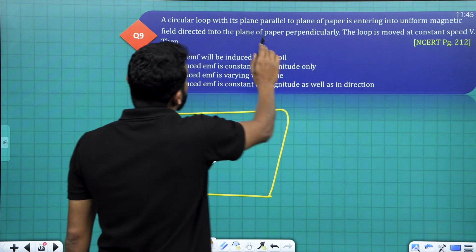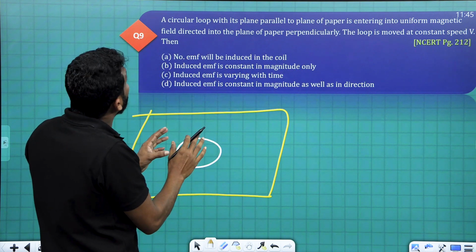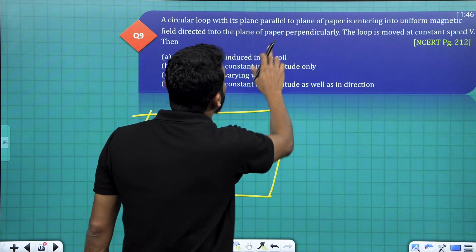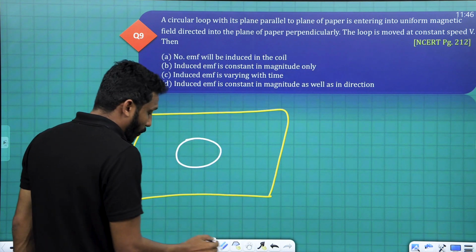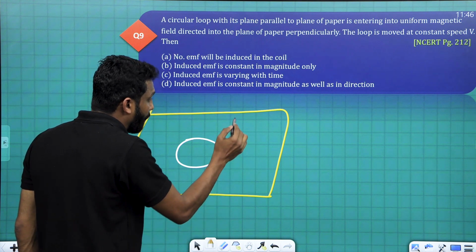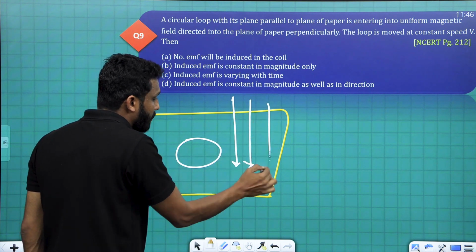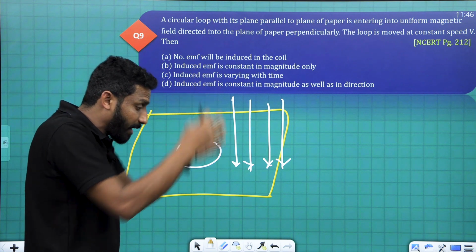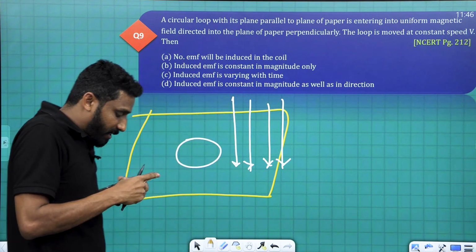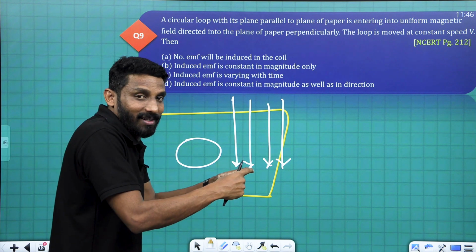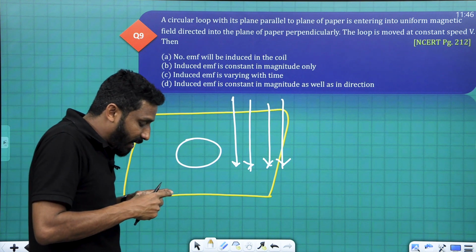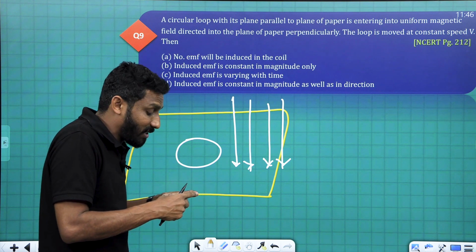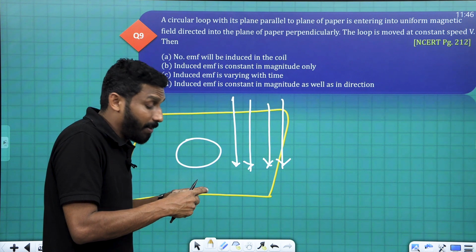Now, this circular loop is entering into a uniform magnetic field directed into the plane of the paper perpendicularly. So, the magnetic field intensity is directed perpendicularly, like this, suppose. This is the plane of the paper and the field lines are directed perpendicular to the plane of the paper. And a circular coil is entering into this region. Understood? If it is entering into the region, some of the area is passing into the field region, so that EMF will be induced.